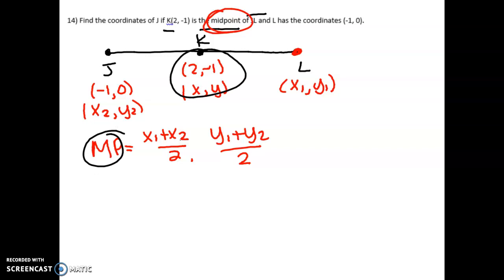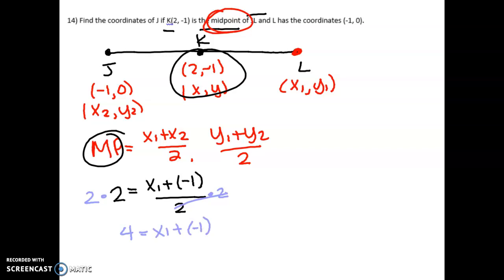So I'm going to say 2. If I'm working with my x's, I'm going to say 2, because that is my x, equal to my x1, plus my x2, just kidding, I messed up. Let's start that again. Good thing you can pause this video and erase. My x1, I don't know what that is, plus my x2, which is -1. Then I'm going to divide all of that by 2. So here I'm going to multiply both sides by 2. Remember, just 2 steps. That cancels. 2 times 2 is 4. We are left with x1 plus -1.